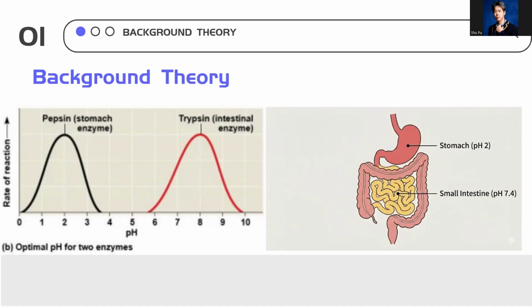Our hero today, lactase, functions in the small intestine, which has a pH around 7.4. This suggests that lactase should behave more like trypsin. If it encounters a pH of 2, like in the stomach, theory predicts that it should denature and lose all the activity.